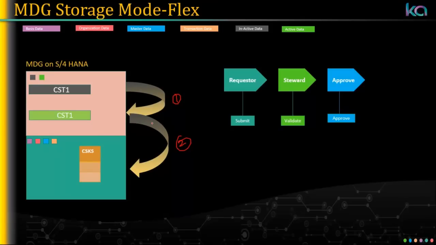First step, it will come from the inactive area of MDG to the active area of MDG after approval. And since it is available in the MDG box, we cannot use that cost center in any of the transactions. So it has to be explicitly moved from the active area of MDG to my active area of ECC or S4HANA box. That requires an additional replication step, a two-step process.